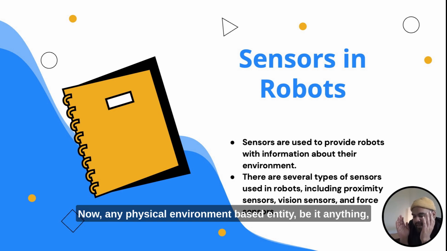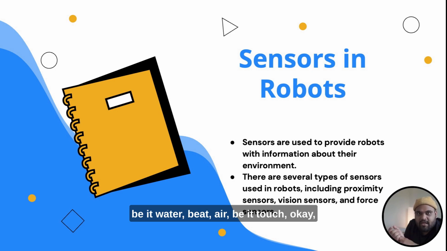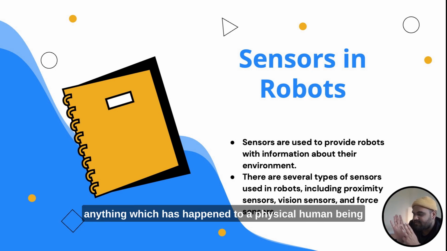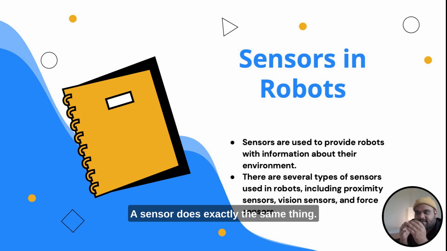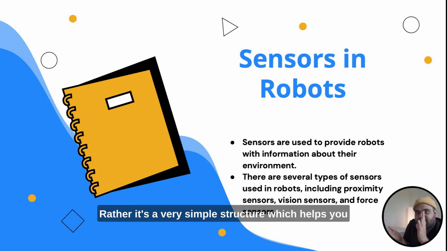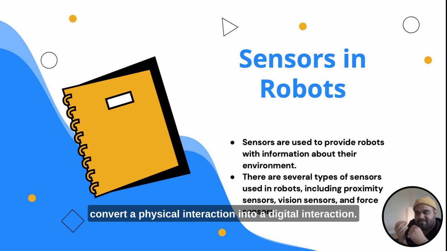Now, any physical, environment-based entity, be it water, be it air, be it touch, anything which has happened to a physical human being or physical presence of anything, needs to be understood in a digital format. A sensor does exactly the same thing. It is not really any complicated thing. Rather, it's a very simple structure which helps you convert a physical interaction into a digital interaction.